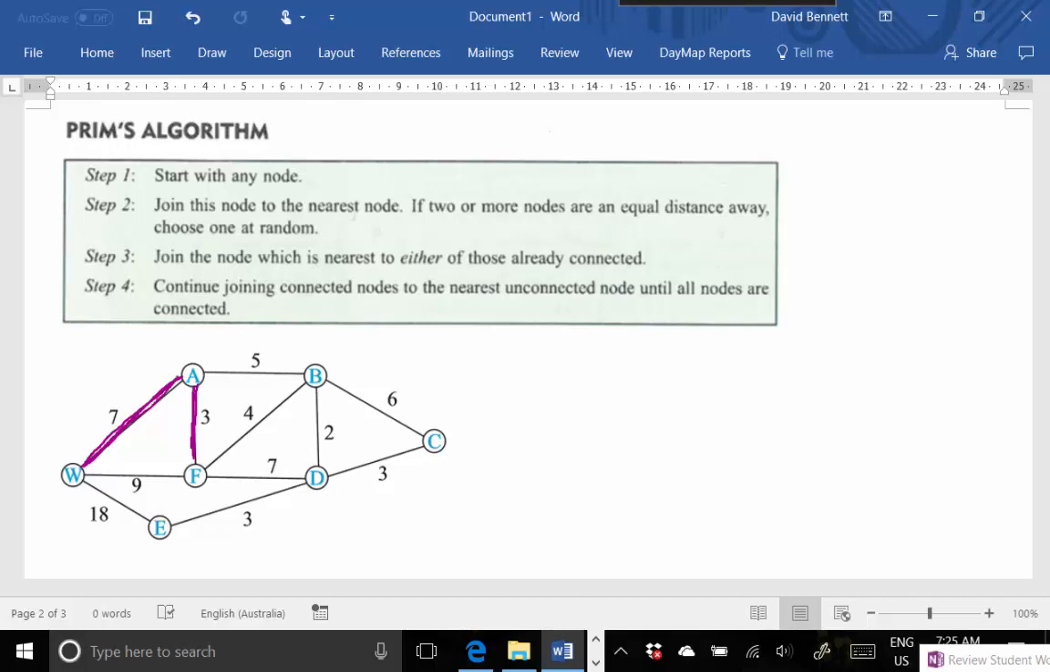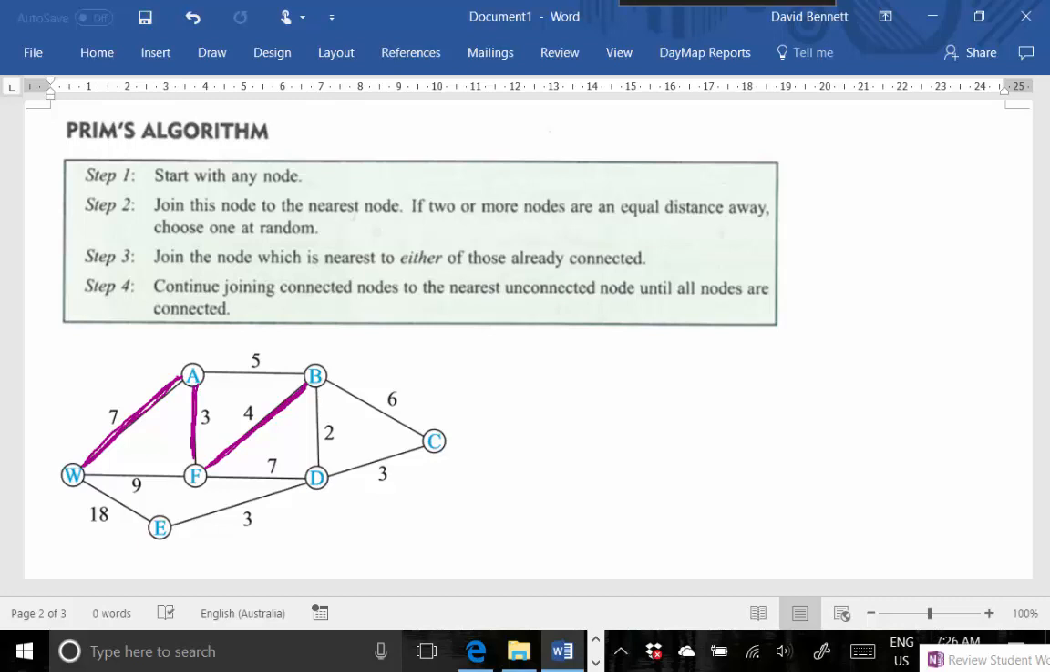Then I'm looking for B. How do I connect B? Well, I can go from F to B, which is 4. I can go from A to B, which is there. That's the connector. So I think that's probably going to be the shortest path, the 4, isn't it?